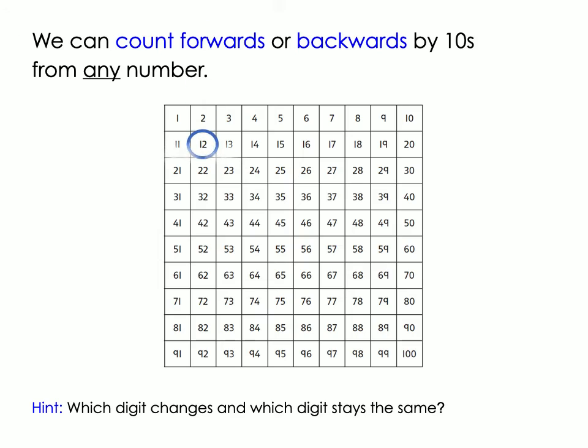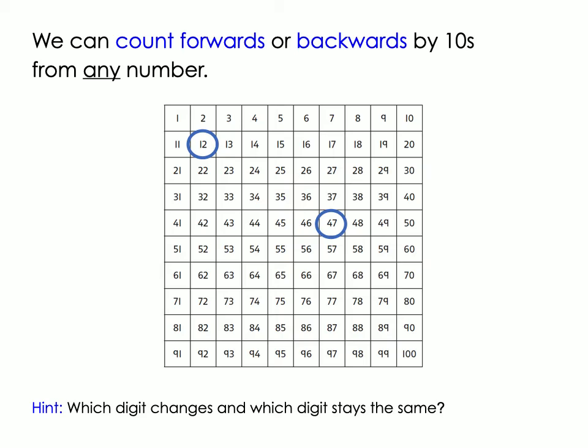So let's see. If we started from the number 12 and we wanted to be 10 more, we would look one row below. So 10 more than 12 would be 22, and then it would be 32, and then 42, and 52, and 62, 72. And I bet you notice a pattern in one of the digits. One of those digits stays the same. Yeah, it's the ones digit, right? So 12 ends with a 2. 22 ends with a 2. 32, 42, 52, they all end with 2. Great.